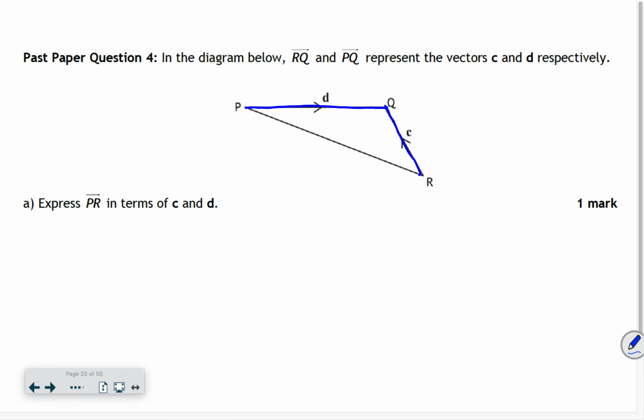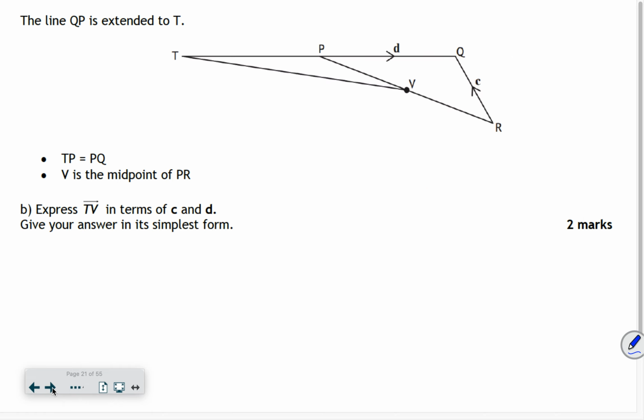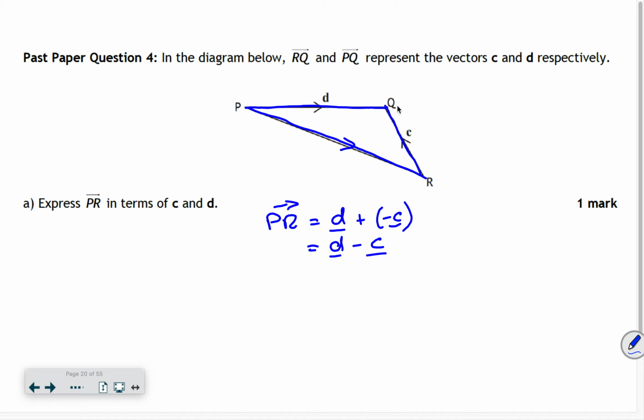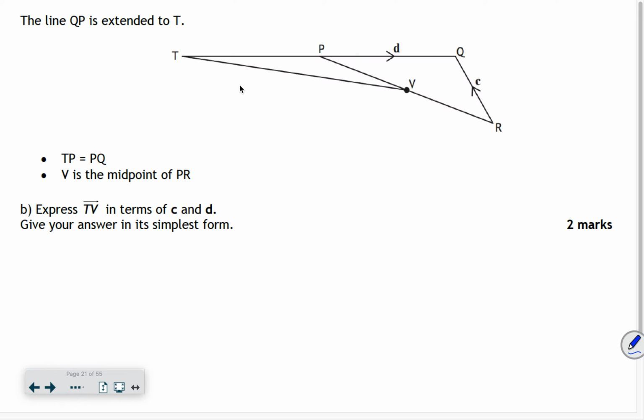So I can say that the resultant vector, PR, is going to be vector D plus vector negative C. So that's going to be D minus C. Okay. Then part B, it says the line QP is extended to T. So all we've done is we've taken this line from Q to P and then continued it on to get to the point T.